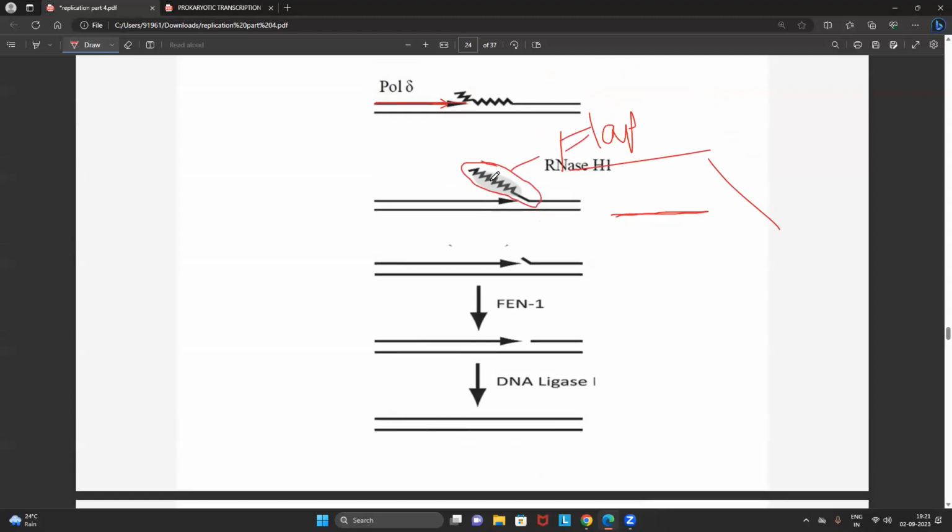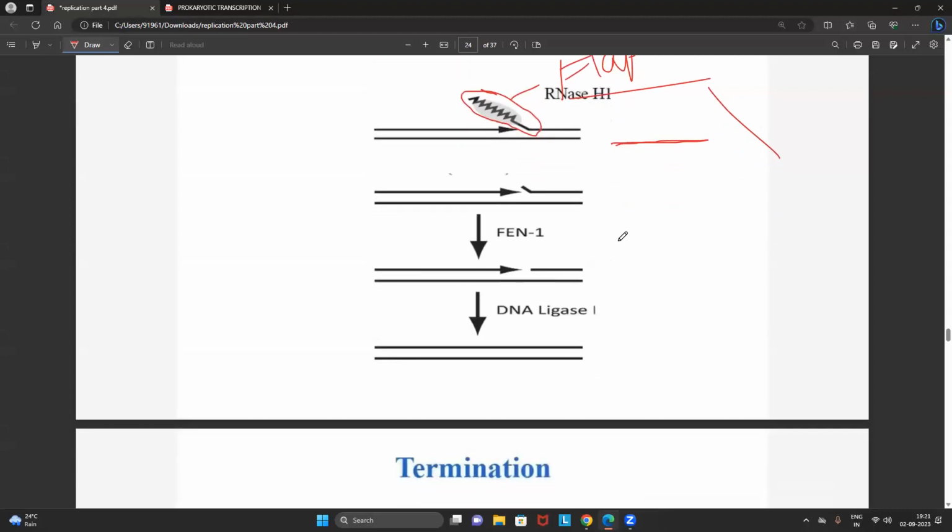So who is going to remove this particular flap? This particular flap can be removed by an important enzyme. We call it the FEN1 enzyme, Flap endonuclease 1 enzyme. Please don't get confused with that particular point. So finally, ligase enzyme will come and seal the nick.